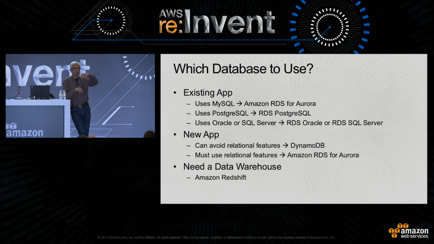Certainly, we have moved the bar up with Aurora, but if you have an application where the data can be denormalized and your application can do without the relational semantics, you will have the highest scale, most predictable performance, highest availability, and the cheapest cost with DynamoDB. And if you need relational, you go to Aurora. And if you need a data warehouse, obviously the place to go is Redshift.